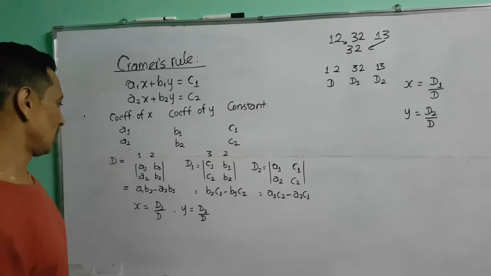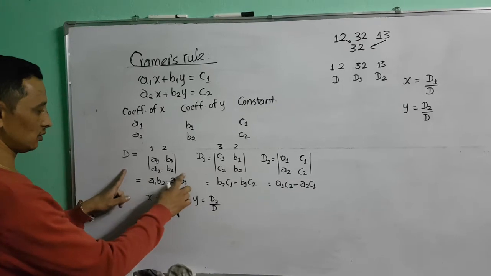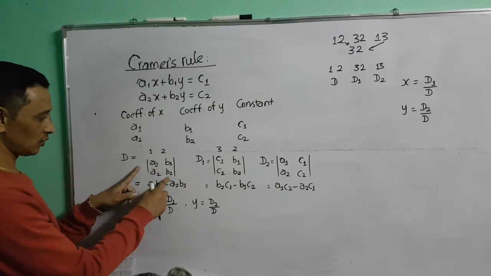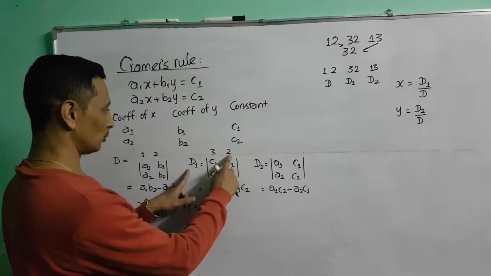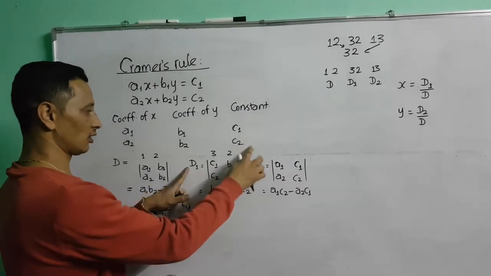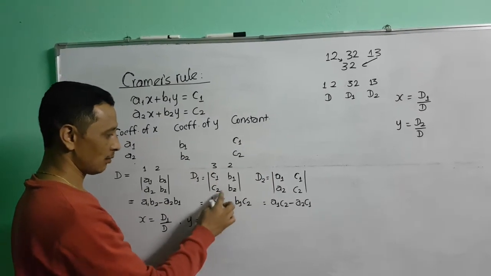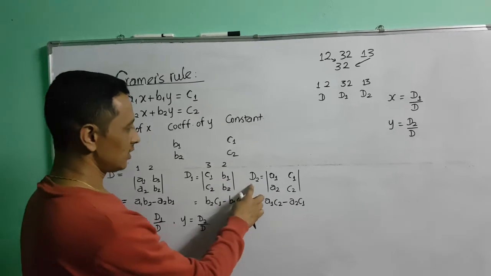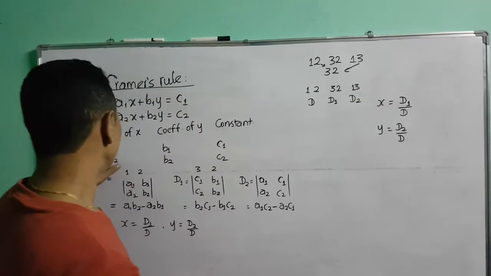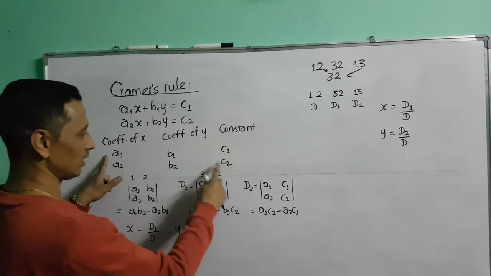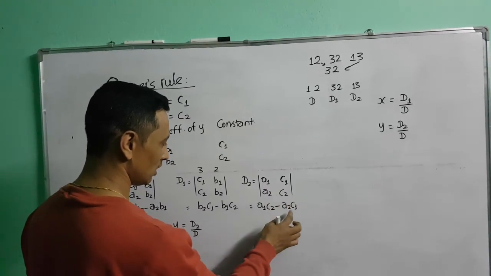So simply 12 means first and second, a1, b1, a2, b2, and the determinant is a1 b2 minus a2 b1. And D1 is 3, 2, which means c1, c2, third column, and b1, b2, second column. And it is b2 c1 minus b1 c2. And D2 is the third determinant, that means 1, 3, the determinant of the first and third column, that is a1, c1, a2, c2. That means a1 c2 minus a2 c1.